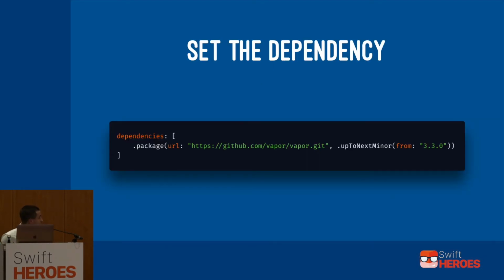So the first thing is to open the Package.swift file and add the Vapor dependency. Currently, the latest version is 3.3. So with these few lines, we can declare our dependency inside our package.